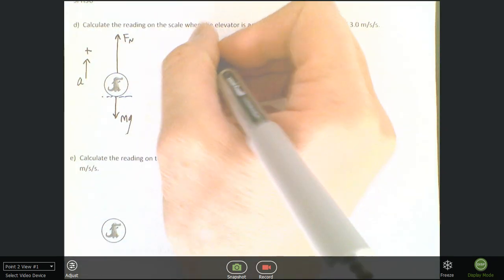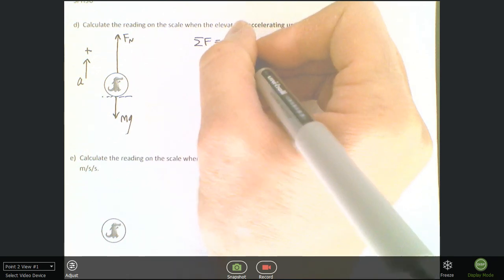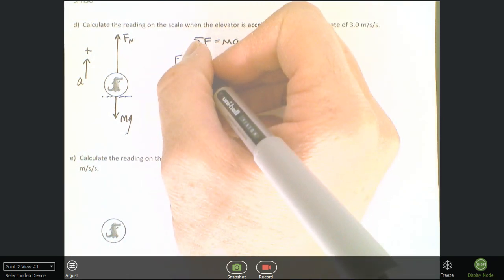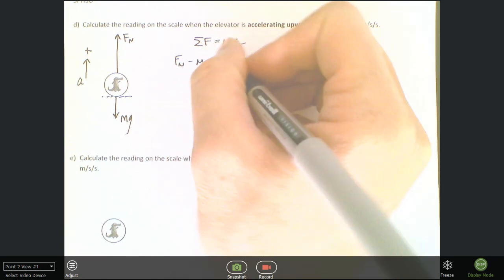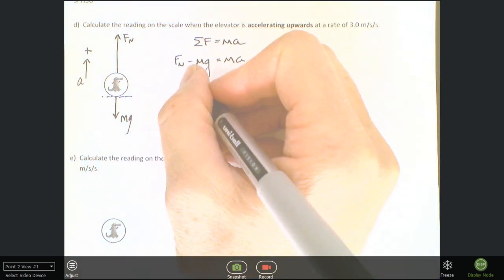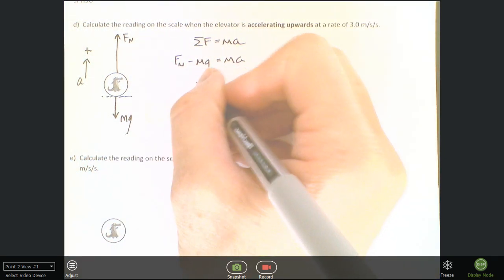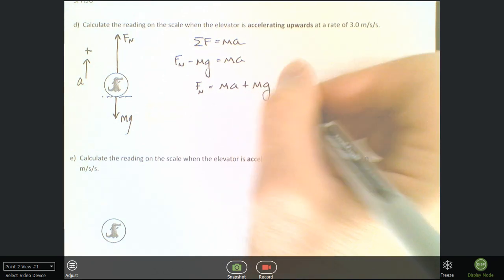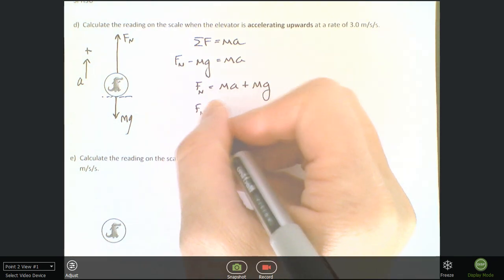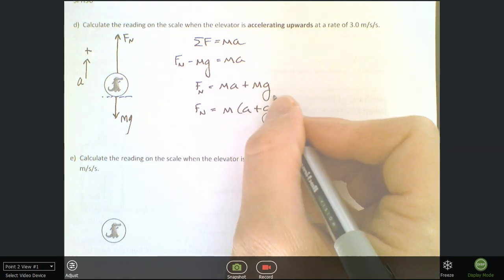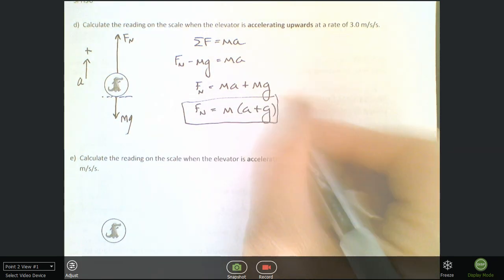So we use Newton's second law. And we write it as Fn minus mg equals ma. It's not equal to 0 anymore. And we bring them over. So here's our normal force. It's m. In fact, this is your general formula right here.